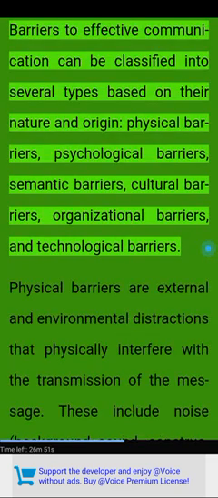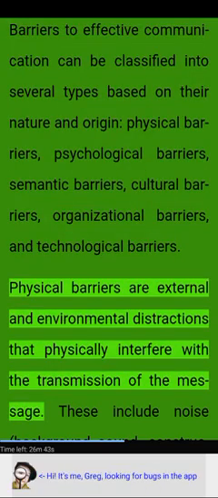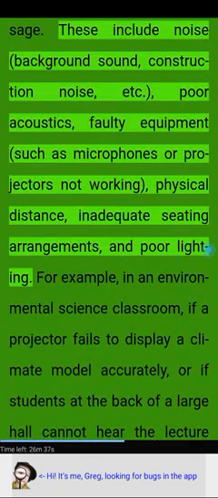In educational, environmental, and professional settings, understanding these barriers is crucial to ensuring efficient knowledge dissemination, policy implementation, and interpersonal relations. Barriers to effective communication can be classified into several types based on their nature and origin: physical barriers, psychological barriers, semantic barriers, cultural barriers, organizational barriers, and technological barriers. Physical barriers are external and environmental distractions that physically interfere with the transmission of the message. These include noise, background sound, construction noise, poor acoustics, faulty equipment such as microphones or projectors not working, physical distance, inadequate seating arrangements, and poor lighting.